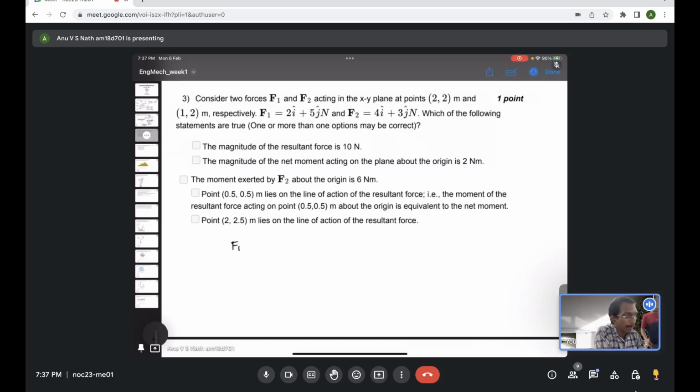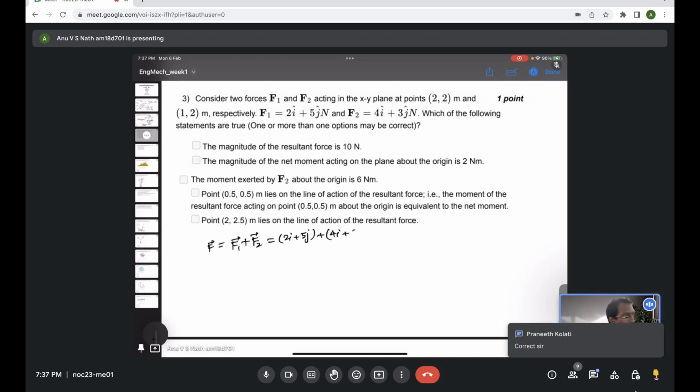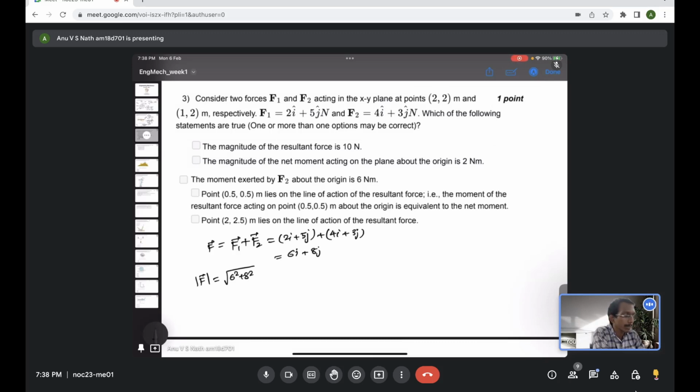So let me evaluate it. So the resultant, if you have two vectors, okay, Sitar says it is correct. So let us see. The resultant force will be just the vector sum. So 2i + 5j + 4i + 3j. So the resultant will be just 6i + 8j. I hope all of you know the vector addition. Now the resultant magnitude is square root of 6 square plus 8 square. So it will be 10 Newton. So it is correct. So the first one is correct.